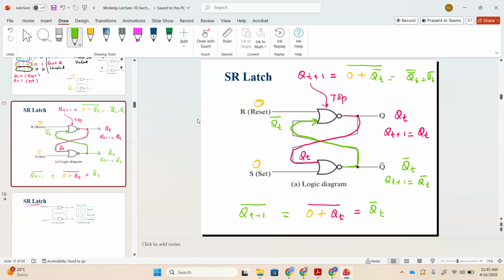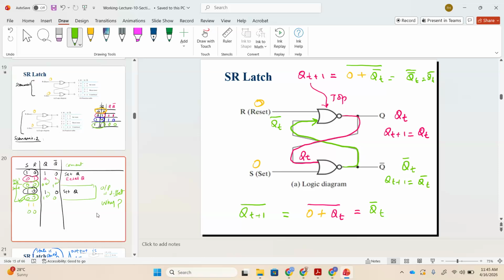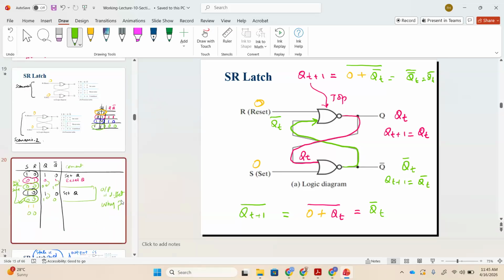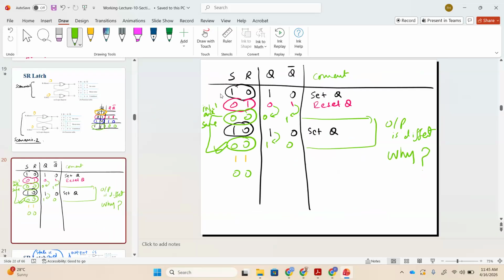So this is now Q(t+1). Please remember, this is very important: we have the notion of time. This is t0, then we have t1, t2, t3, t4, t5. We need to know the notion of time. Got it or not? So if the input is 0, 0, meaning S is 0 and R is 0, what will be Q(t+1)? Q(t+1) will be Q(t). Got it or not? Any question?